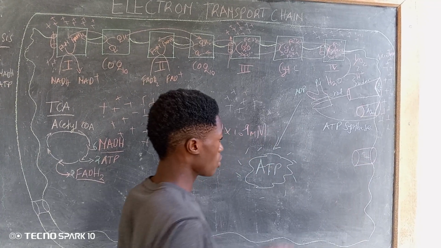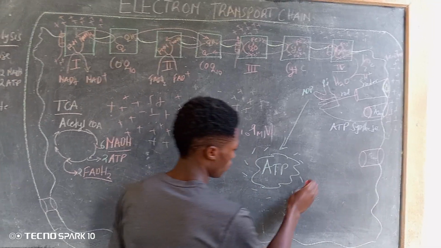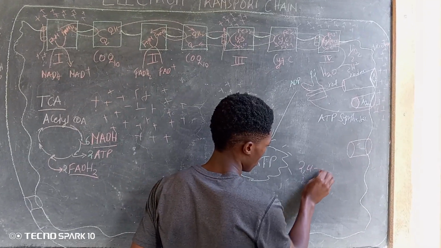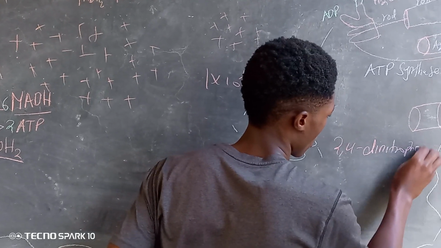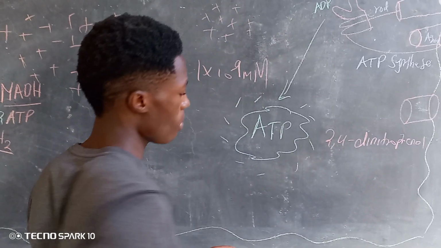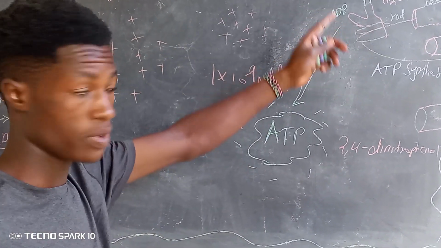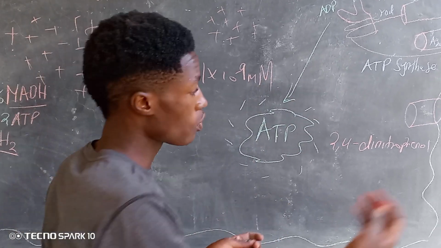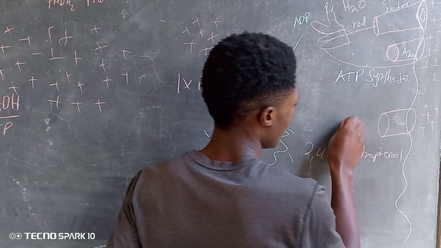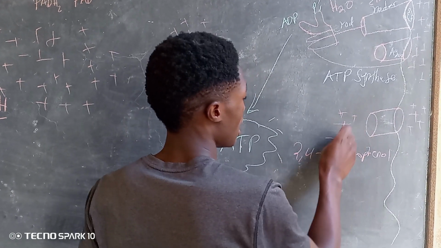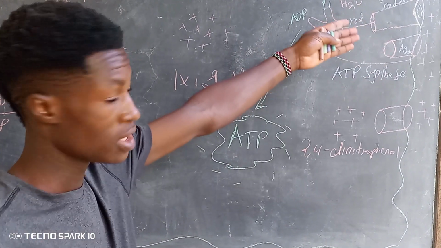Right. So remember, this receptor here, let me give you its name first. It's called 2,4-dinitrophenol. Now, this is going to uncouple the electron transport chain from the ATP synthase, so that it's going to facilitate or allow the passage of protons from the intermembrane space inside the mitochondrial matrix. Remember, without generating ATP, because it's not connected to ATP synthase.